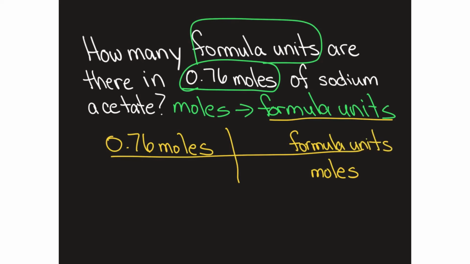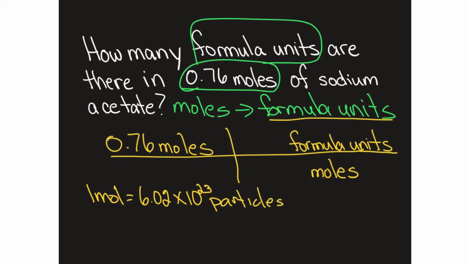So if you look at the relationships that we wrote at the beginning, we know that 1 mole equals 6.02 times 10 to the 23rd particles. All right, so this is where we get our number. The 1 is next to moles, so we put the 1 there. 6.02 times 10 to the 23rd is going to go right here. Okay, so we have 0.76, and you multiply that by 6.02 times 10 to the 23rd. And you will get a long answer in your calculator.